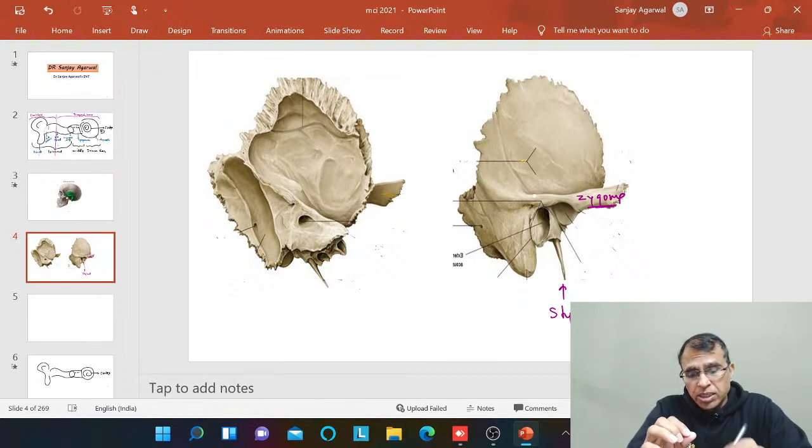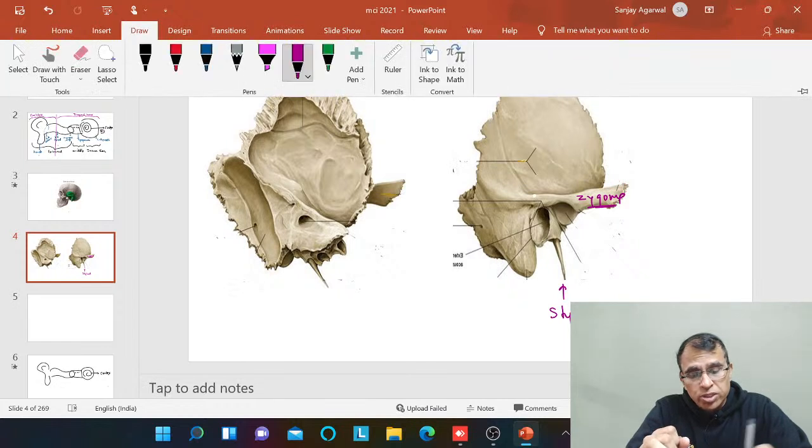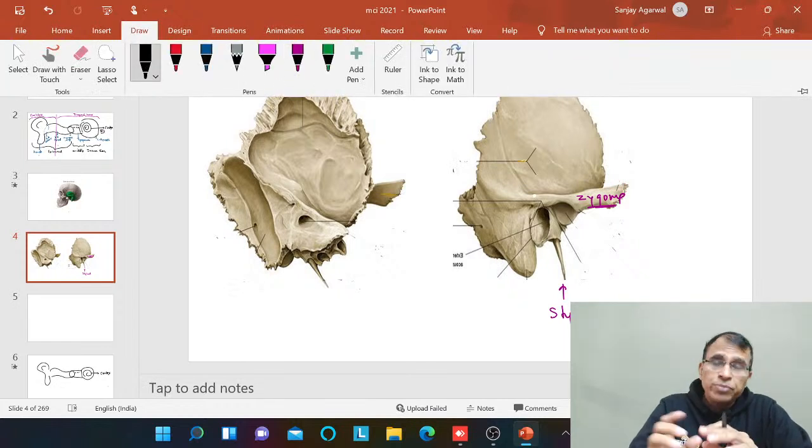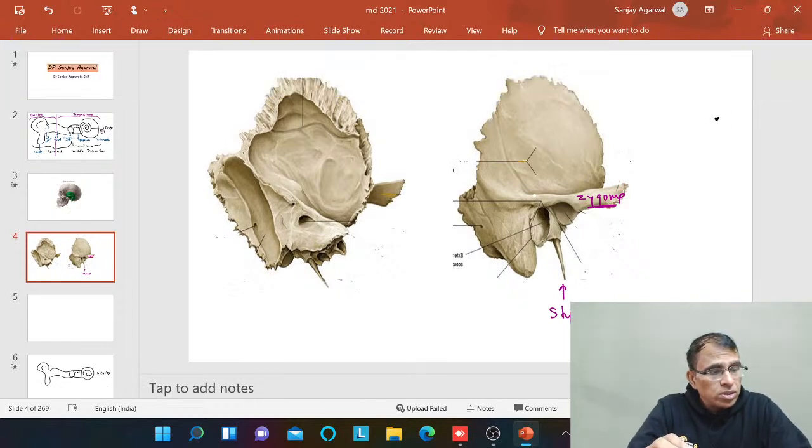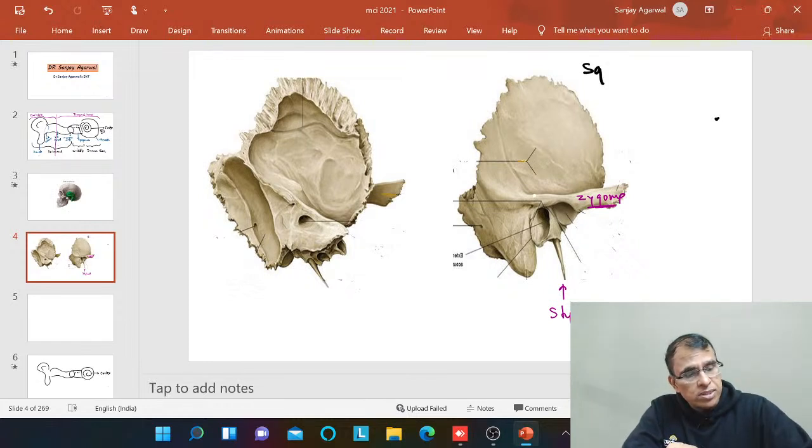But the question they ask you is a different one. The question they ask you is that temporal bone is not made up of a single bone. It is made up of four bones. And they ask you the name of these four bones that make the temporal bone. This is an MCQ. So the largest bone is the squamous.